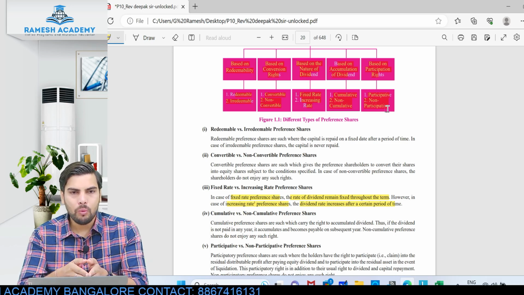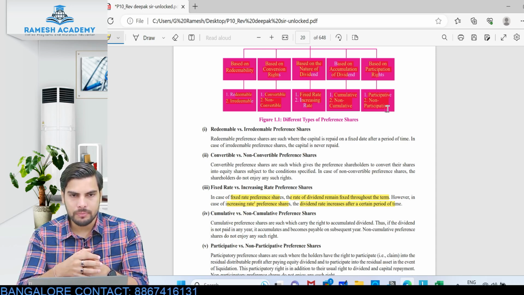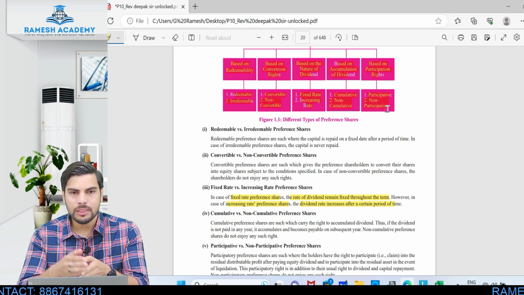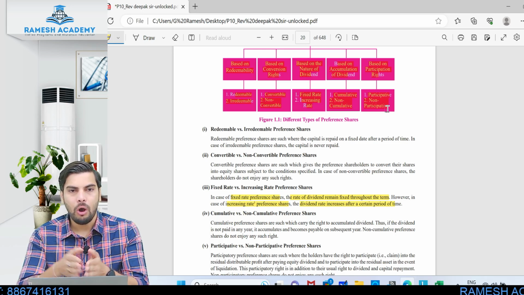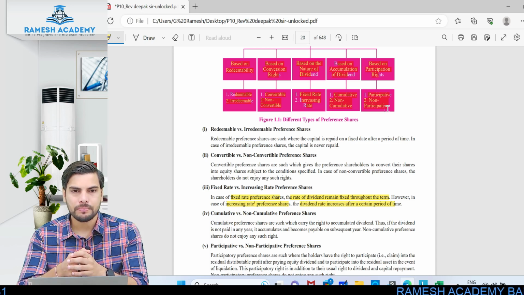Whenever I want to repay any amount, let us say the company is going under liquidation, whom do you think I will be paying first? Will I be making the payment to the equity shareholders first and then to the preference shareholders, or should I be paying the amount to the preference shareholders first and then to the equity shareholders?